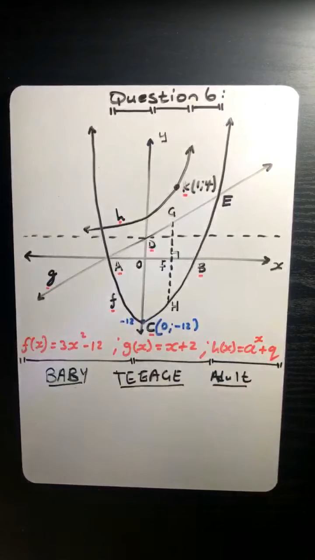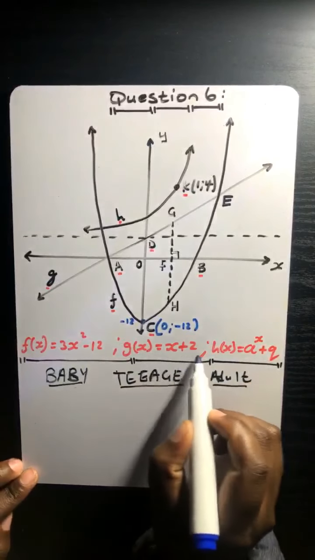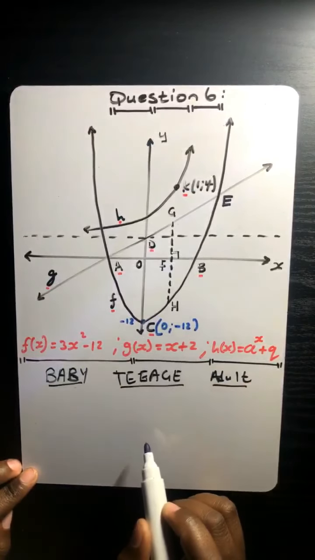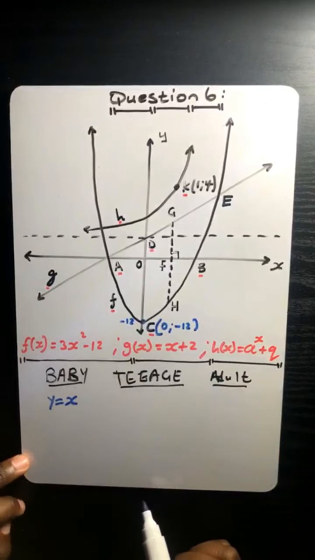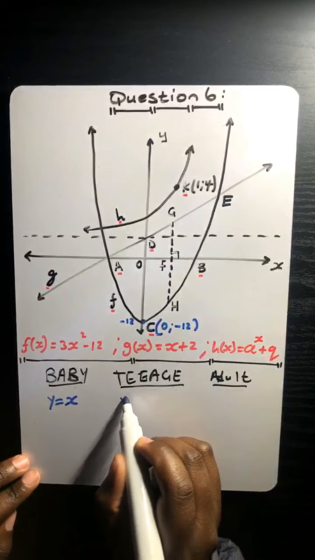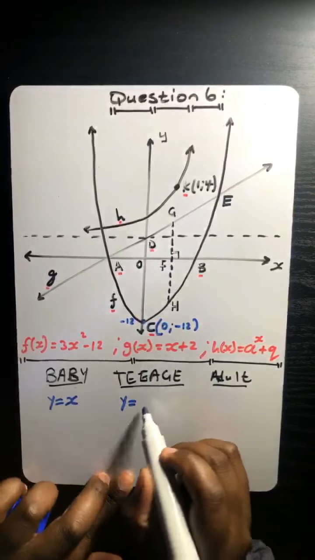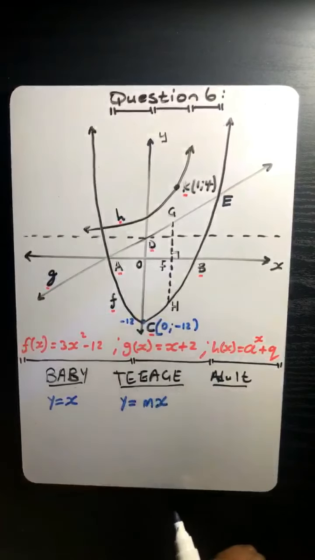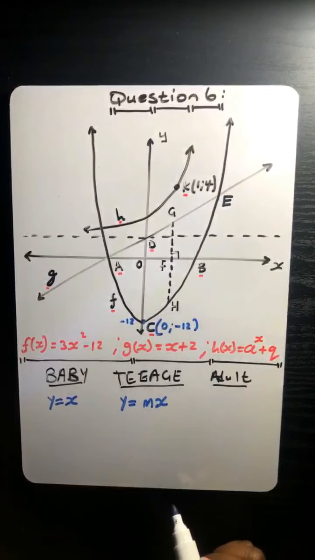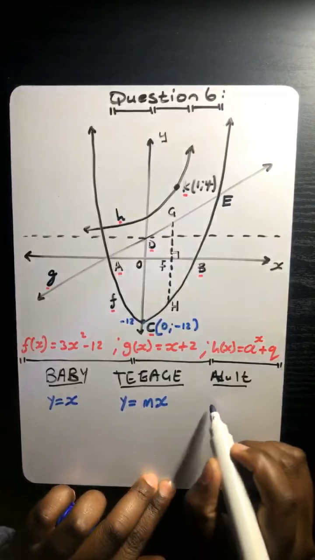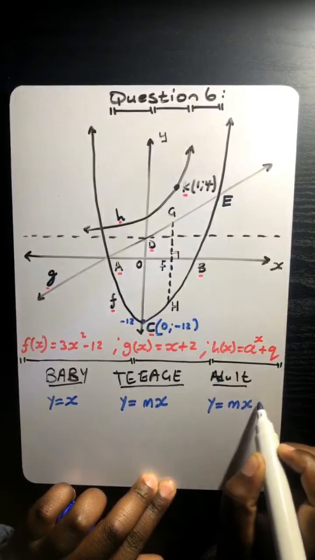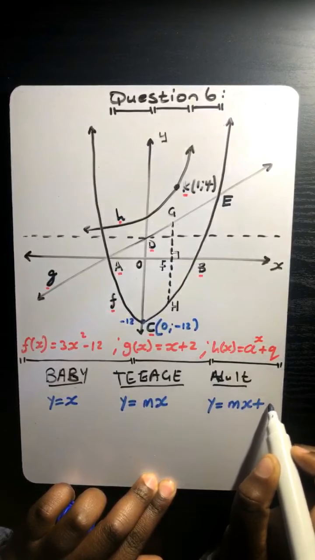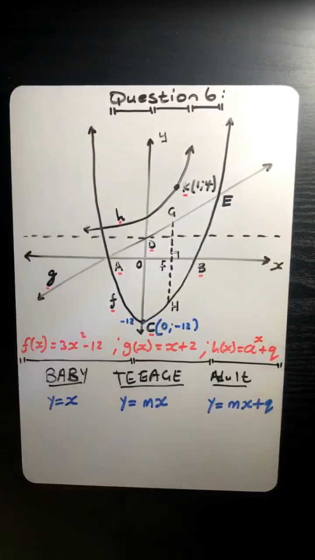Quickly, let me explain the straight line. Remember, at a baby stage, this is the formula for a straight line. At a teenage stage, they added m and it became y equals mx. At an adult stage, we have y equals mx plus q, or c, or whatever letter. For now, let me use q.